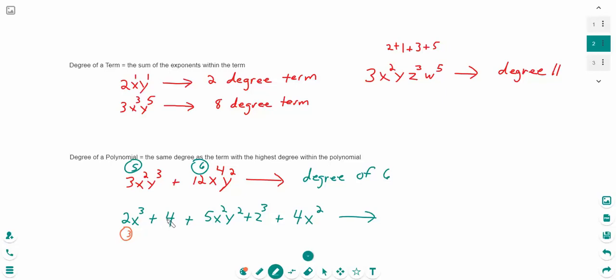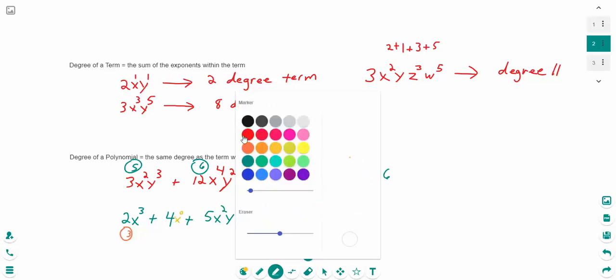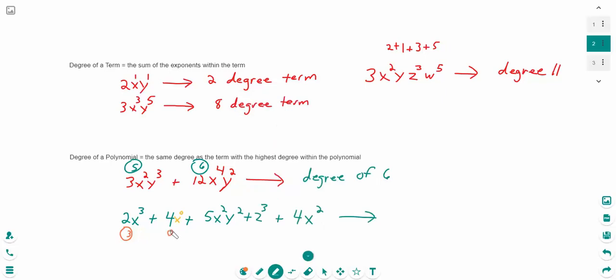Now this is an interesting one because it doesn't have a variable. It is still a polynomial, but it doesn't have a visible variable. But it does have an invisible one, and we'll call it an x to the 0. So what would be the degree of this term? Well, the degree on that one is going to be a 0, because that's the sum of all the exponents of the variables. So it's a 0-degree polynomial.